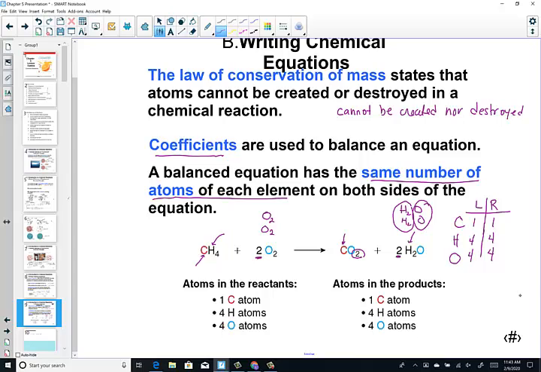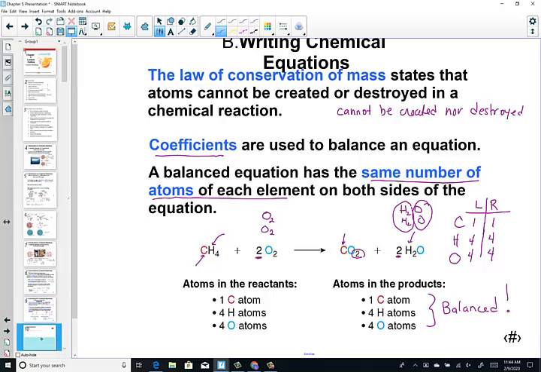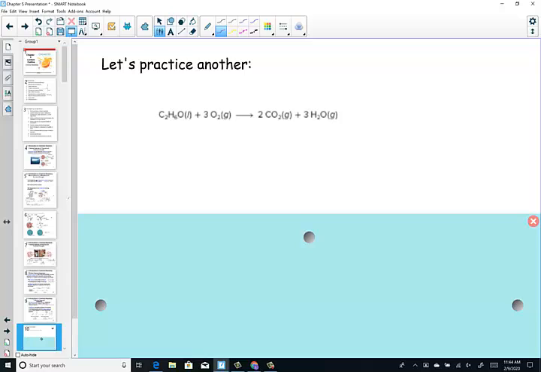1 carbon, check. 4 hydrogens, yes. 4 oxygens, yes. Since we have the same number of each element on both sides of our arrow, we know that we've obeyed the law of conservation of mass and that we've balanced our equation. Now, when we practice balancing equations, the skill here is to really understand how to count atoms. That's what we're practicing now to take a next step in deciding what coefficients we need as you're given an unbalanced equation. So the first step is to simply count.